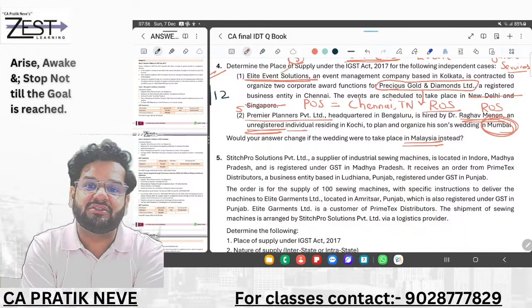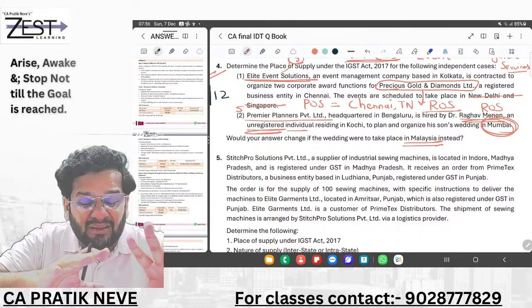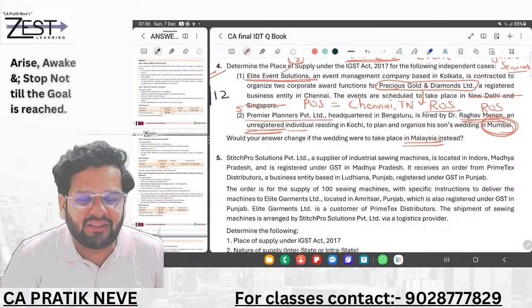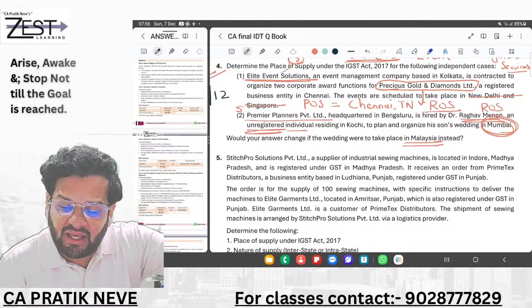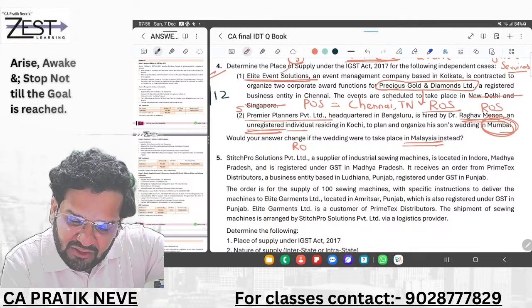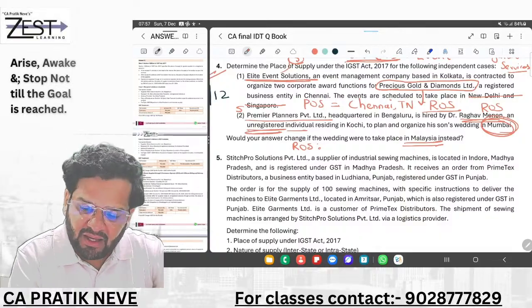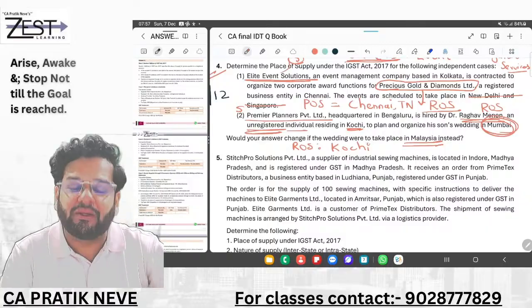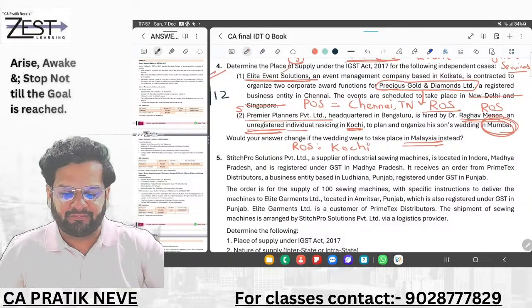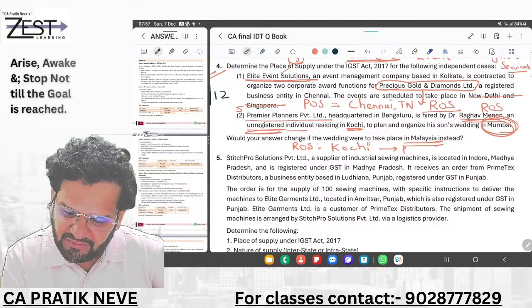Yes, because in this case the provision is that if it is a supply to an unregistered person and the event is held outside India, then place of supply is location of recipient of supply. And you know recipient of supply is in Kochi. So place of supply will be Kochi. Did you all understand, friends?